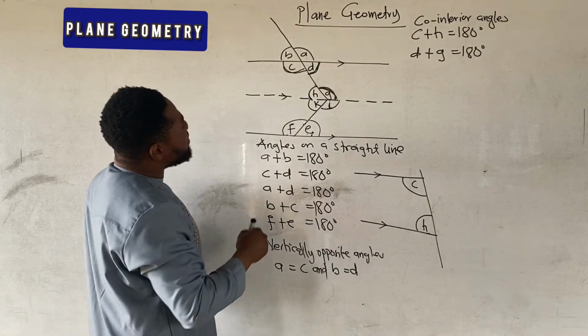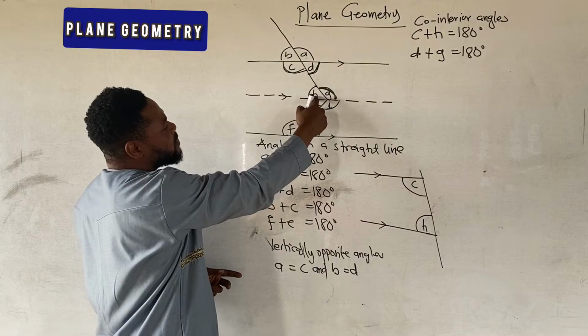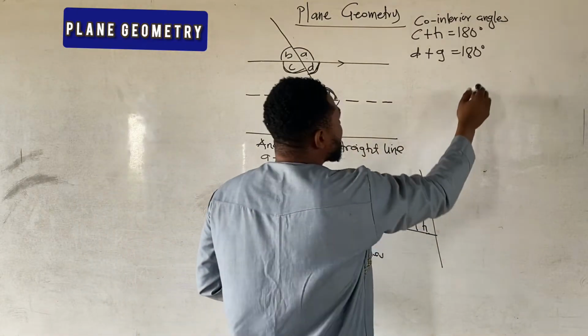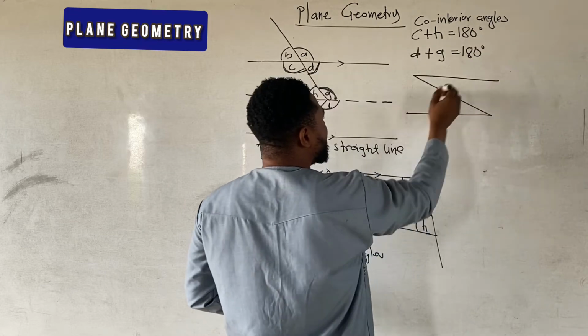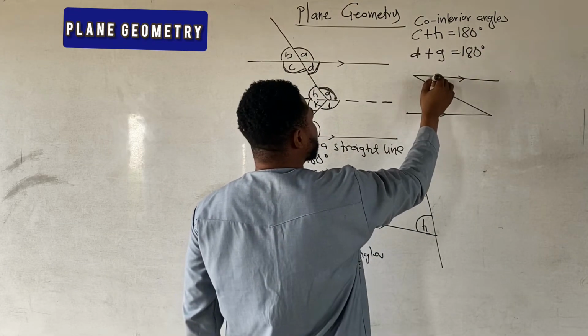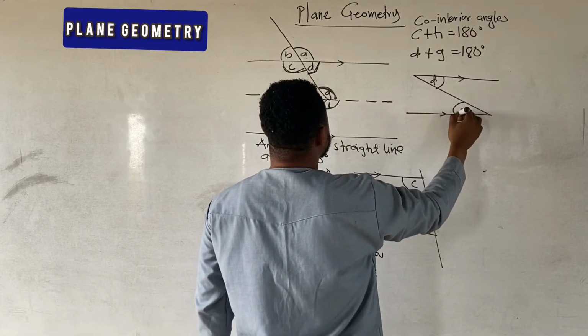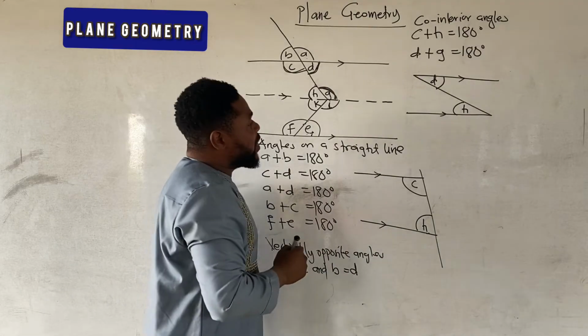Now, let us look at angle D and angle H. With angle D and angle H, we are going to form a Z shape, as we can see here. So this is D. This is H. Now, what can we say about this?